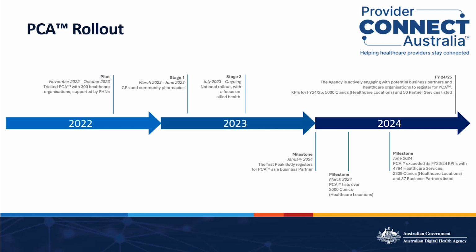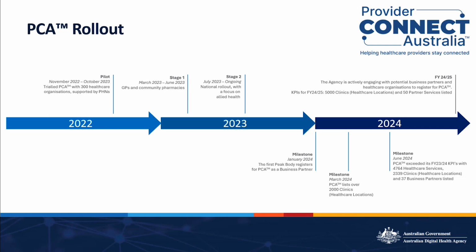And so there was a pilot done, which was stage 1 with GPs and some community pharmacies. As part of stage 2, at the end of 2023, we've really focused in on allied health and bringing allied health on board into the Provider Connect Australia ecosystem. And so that's one of the key reasons that we've been concentrating on engaging with private health insurers and allied health peak bodies in particular.